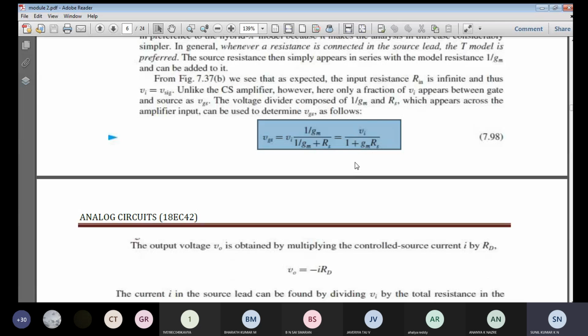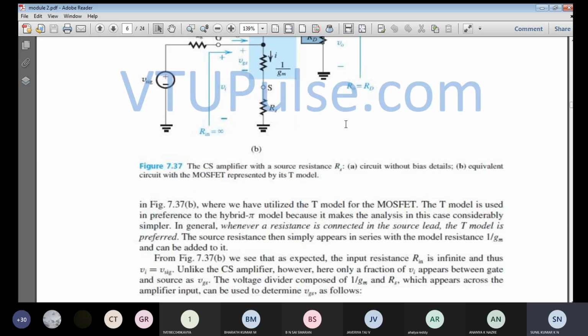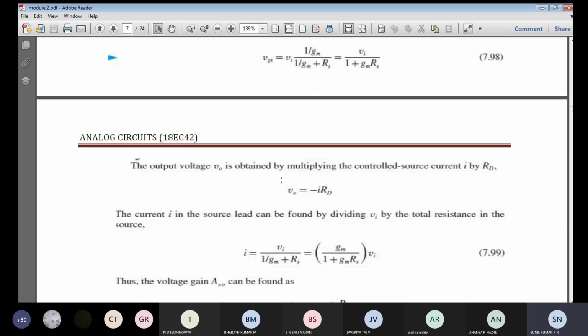Now coming to the output voltage. What is the output voltage? The output voltage will be the current flowing across the output terminal, I, multiplied by Rd. Since the drain to source will be 180 degrees out of phase, it is minus I into Rd. So the output voltage will be equal to minus I times Rd.